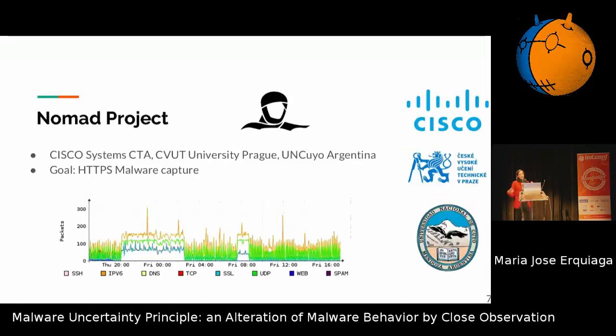So in this context, the Nomad project was born. It is a project between Cisco Systems CTA and the Technical University in Prague, Czech Republic, in collaboration with the National University of Cuyo. The goal of this project was to collect malware captures that were using encrypted channels, to help Cisco Systems study this kind of malware and to let us analyze the captures.